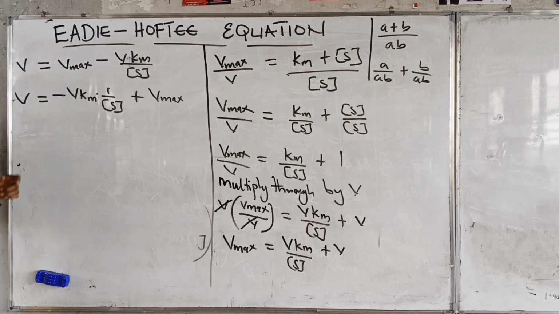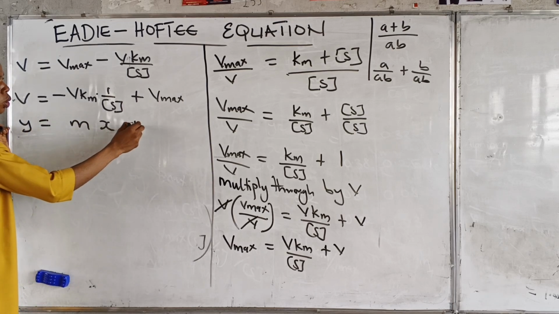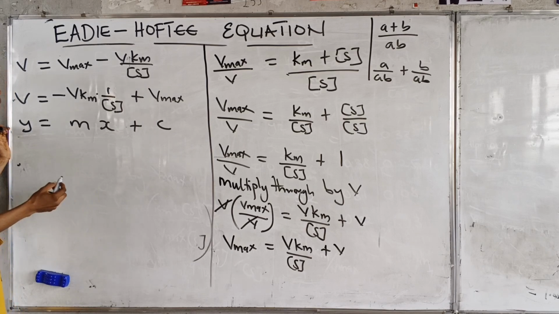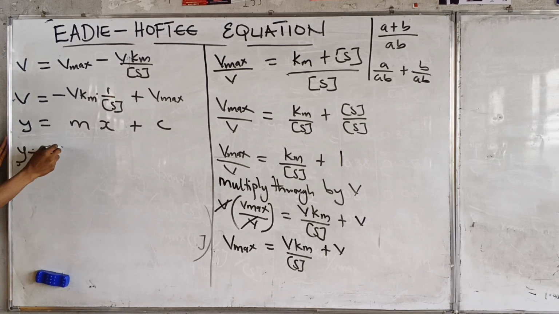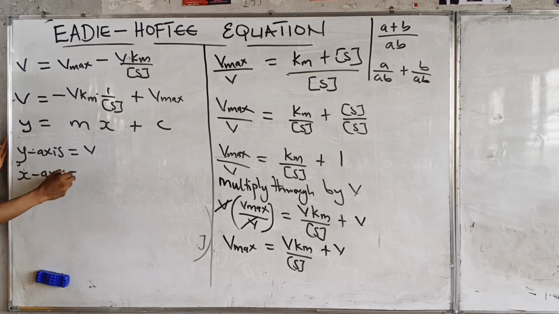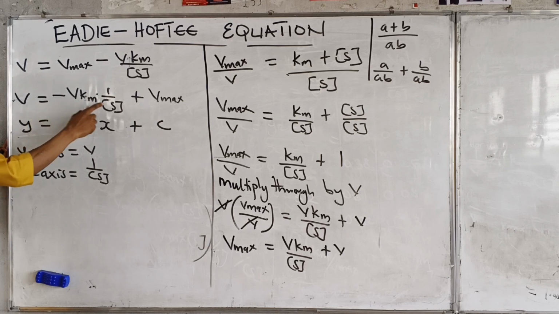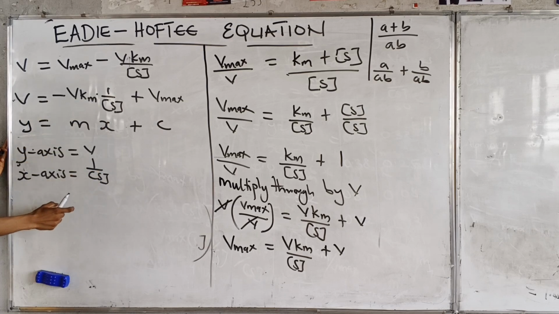But if you want to plot this, remember, the linear graph equation is y equal to what? mx plus c, right? Meaning the y-axis. What will be on the y-axis? V, right? What will be on the x-axis? 1 over what? Substrate concentration, right? You cannot say minus now in the substrate concentration.